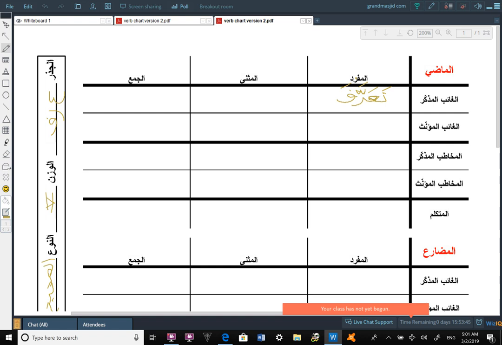Ta'arrafa. We want to make it dual. We add the alif al-ithnain. Ta'arrafa. We want to make it plural. We add the waw al-jama'a. Ta'arrafu. We want to make it feminine. We add the ta ta'nitha sakina. Ta'arrafat.